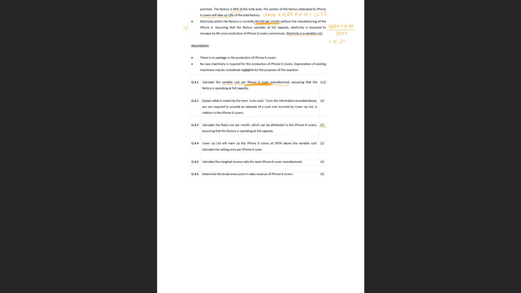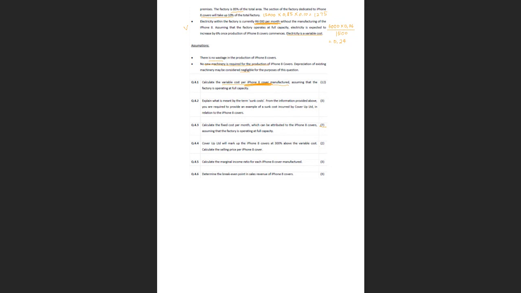So now we have all of the costs calculated. We also know what category they fall into. So we are now able to calculate the questions that they had asked you for. Under the assumptions, they just said to you there's no wastage and no new machinery is required. Depreciation is considered negligible, so we don't need to include it.